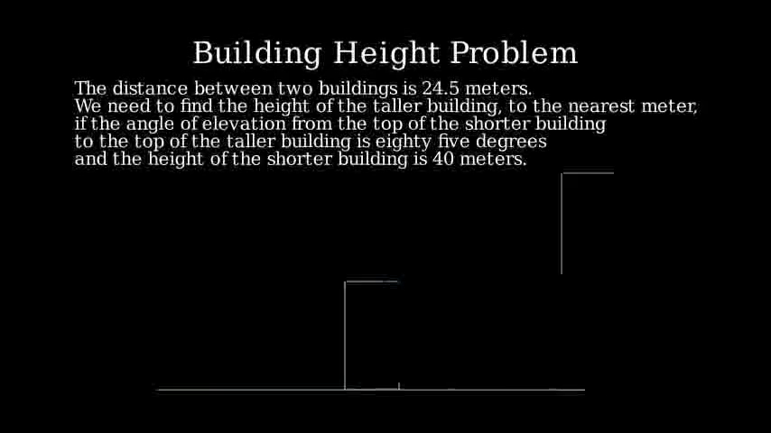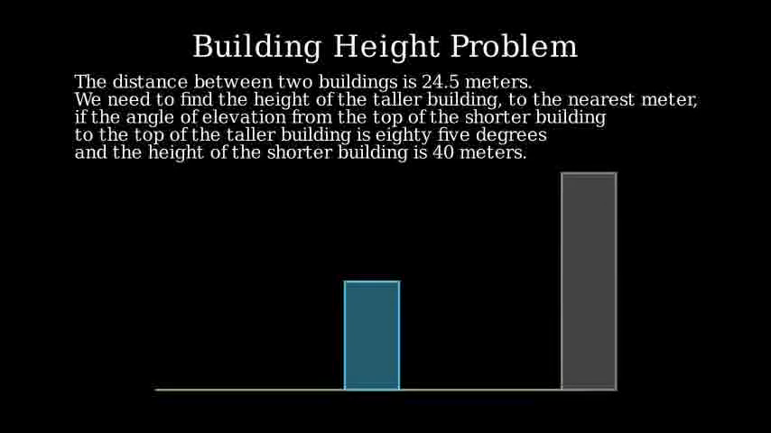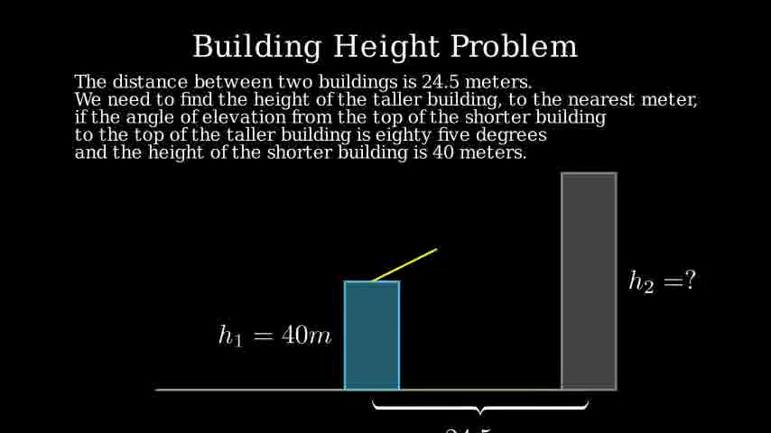First, let's draw our two buildings. The shorter one on the left is 40 meters tall, and we need to find the height of the taller one on the right. From the given information, we know the distance between them is 24.5 meters. The angle of elevation from the top of the shorter building to the top of the taller one is 85 degrees. This forms a right triangle, which we will use to solve this problem.